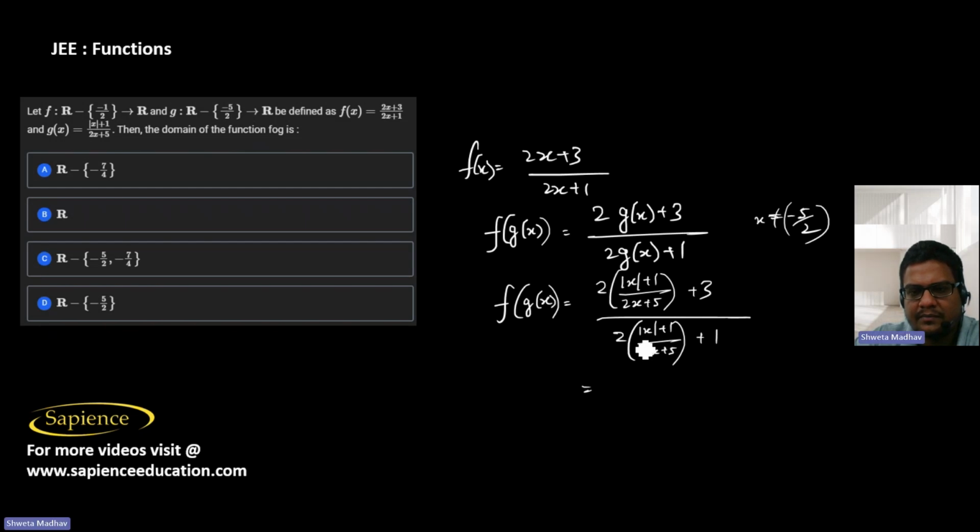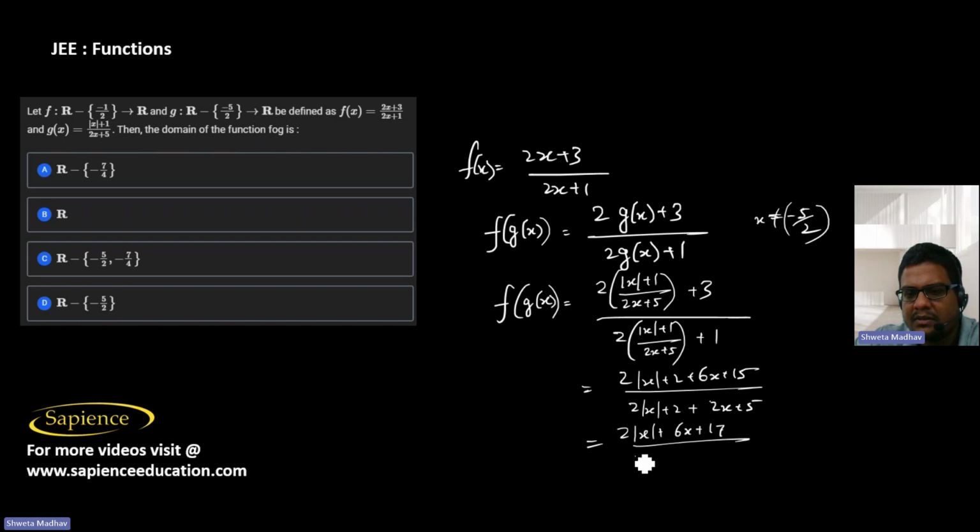Therefore, this will be 2 mod x plus 2 plus 6x plus 15 divided by 2 mod x plus 2 plus 2x plus 5. It will be 2 mod x plus 6x plus 17 divided by 2 mod x plus 4x plus 5.